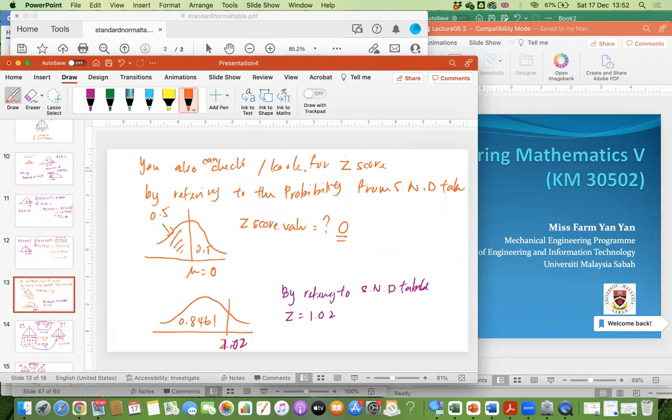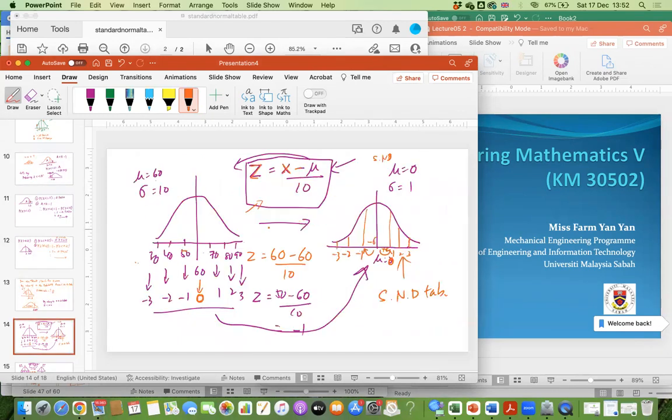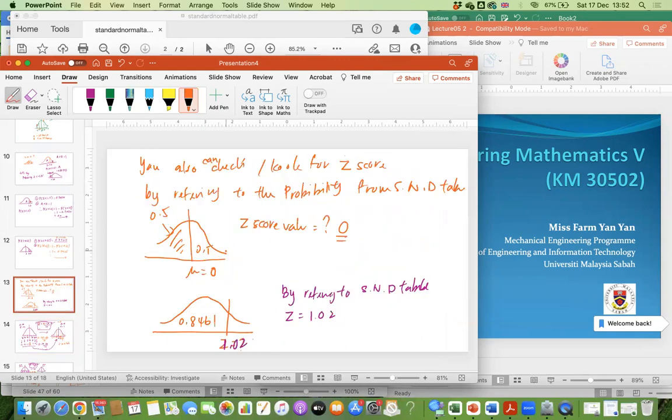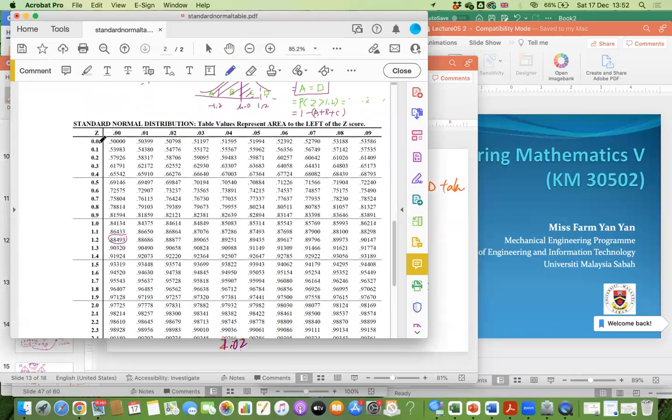You also can look for the z-score by referring to the probability of the standard normal distribution table. How? For example, I have the probability of the shaded area is 0.5. What is my z-score value? Without referring to the table, I can find it is 0. Why? Because they are symmetric, remember? So we can confirm that z-score equals 0 is the shaded area of 0.5, right?